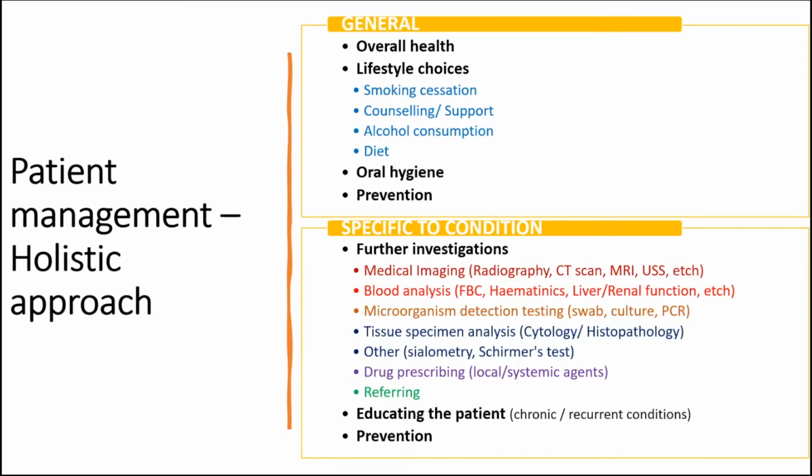Educating the patient is also an important part of the approach. Especially if people present with chronic conditions or recurrent conditions, they need to know what it is that they have. Let's say someone presents with oral lichen planus. They need to know that they have to live the rest of their lives with this disease, okay? But they need to be reassured that we can help them deal with the symptoms of the disease. Let's say they have an ulcerative type and they're in pain, we can help them deal with that, okay?